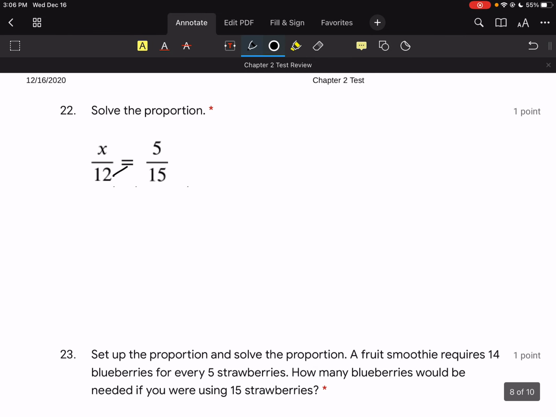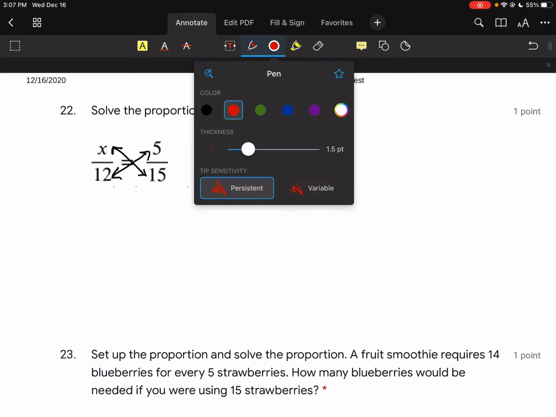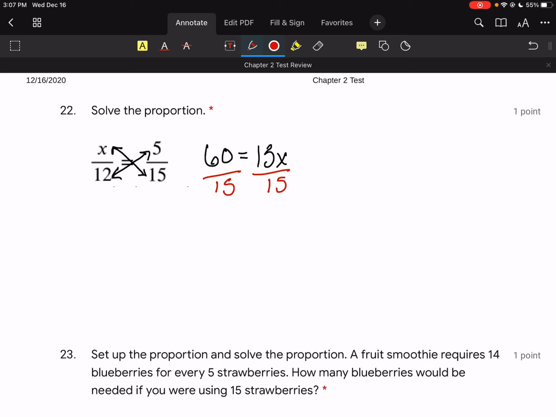Same thing for 22, 12 times 5, which is 60, and then x times 15, which is just 15x. Divide both sides by 15. So 60 divided by 15 is 4. So 4 is equal to x, and that's going to be our final answer for that one.